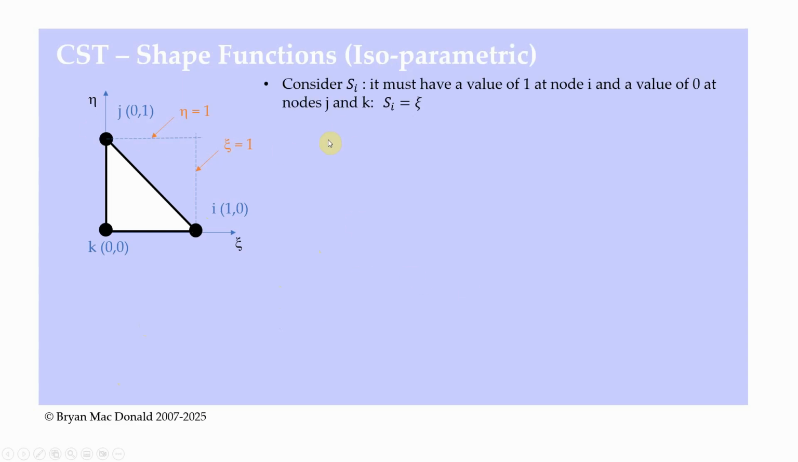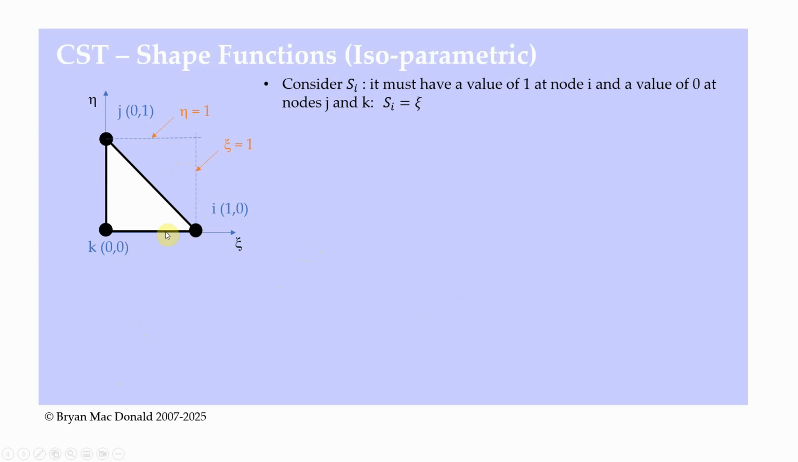And let's just try and form the shape function. So let's consider Si. It must have a value of 1 at node i and a value of 0 at the other nodes j and k. So the way we've set this up makes it really simple. We can essentially say that Si is equal to the eta coordinate, okay?